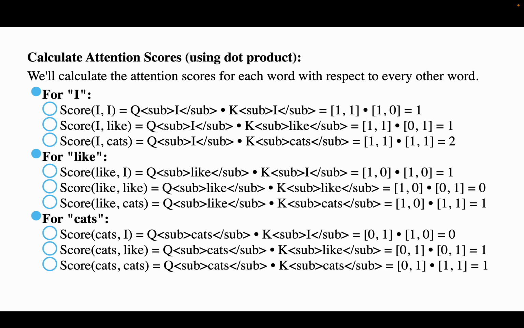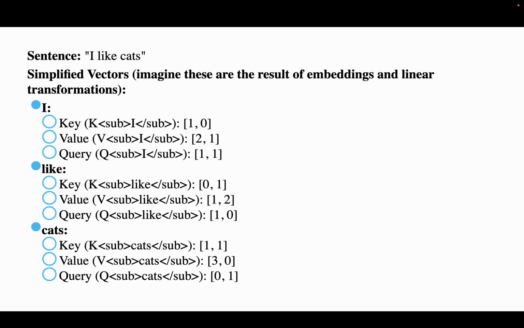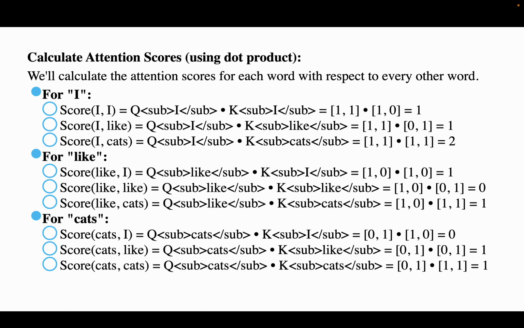Okay, so let's see. For I, the score is the query of I with the key of I. Okay, so query of I, let's go back here. The query of I is 1 1. Okay, see, 1 1 is here.